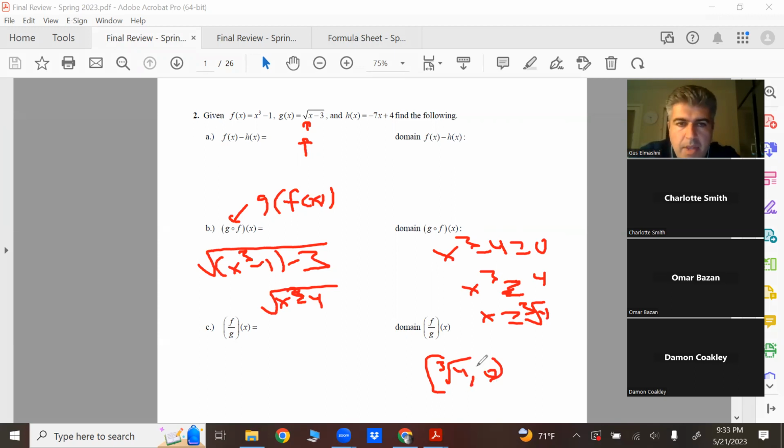Or the other one, like F over G. That's easy. Just do one over the other. For the domain, you can't divide by 0, and because it's a radical, it's got to stay positive. That's why it's from 3 to infinity.